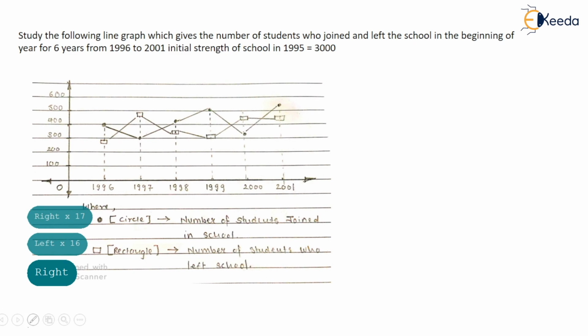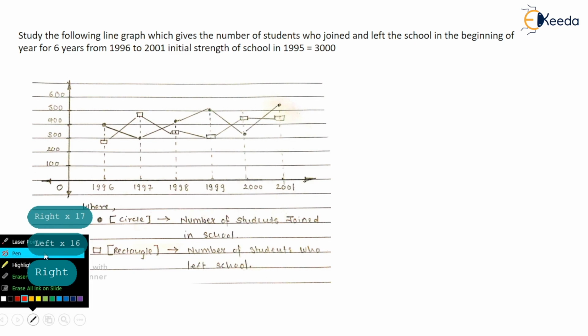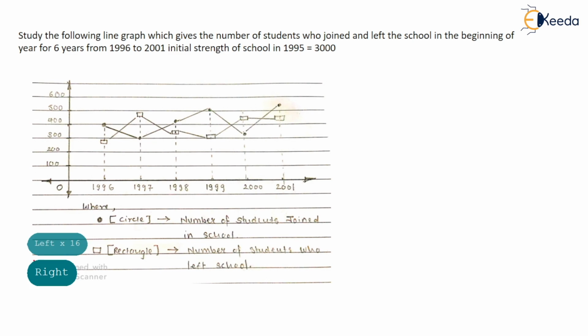So here is a question of line diagram which is in front of us. Study the following line graph which gives the number of students who joined and left the school at the beginning of years for 6 years from 1996 to 2001. The initial strength of the school in 1995 was 3000. Okay, so in 1995 it was 3000, right?